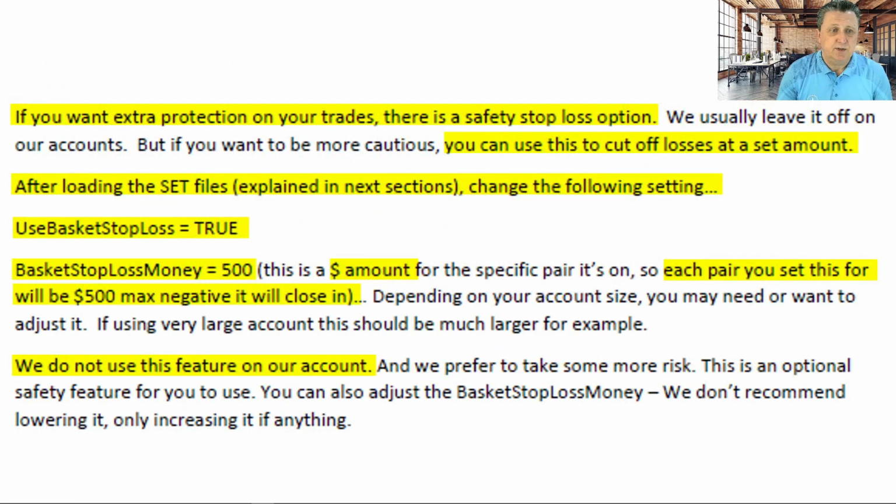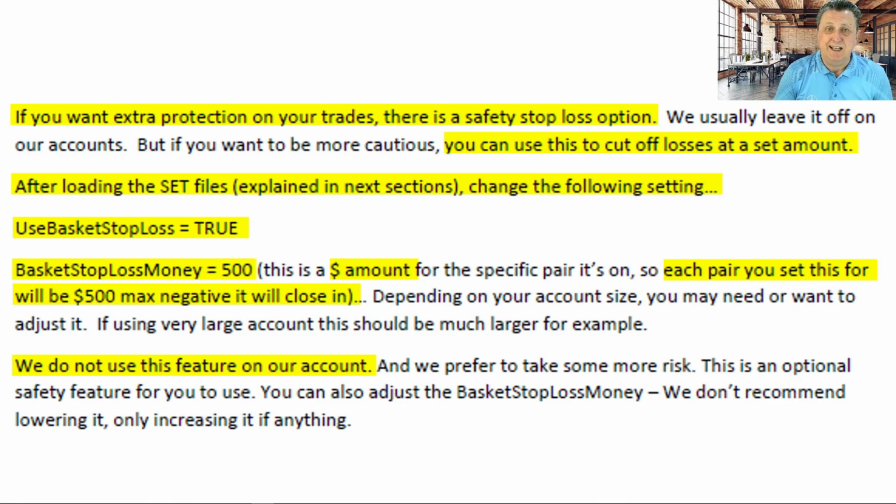The next part here is if you want extra protection, there is actually on the trades themselves a safety stop loss option, and we're going to have a look at that also once we have set up the EA itself, where you can put this in to cut losses at set amounts. And they say here, after loading the set files, explained in the next section, change the following setting. What you have to do is once you have loaded the new settings, you can then go in and update them. And this is for the use basket stop loss. You have to set that one to true. And then after that, they recommend you set it to 500.